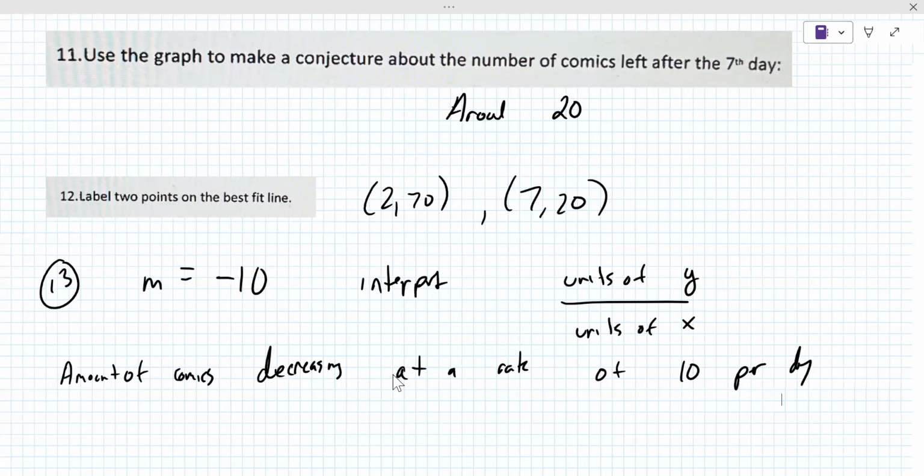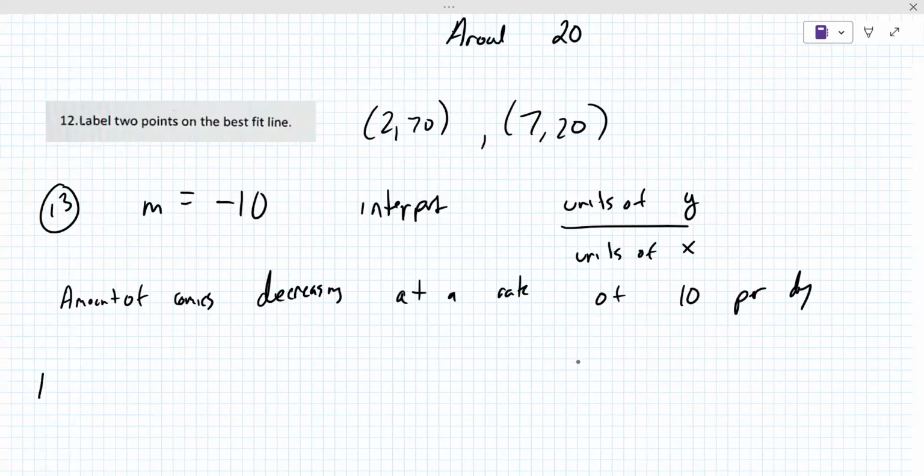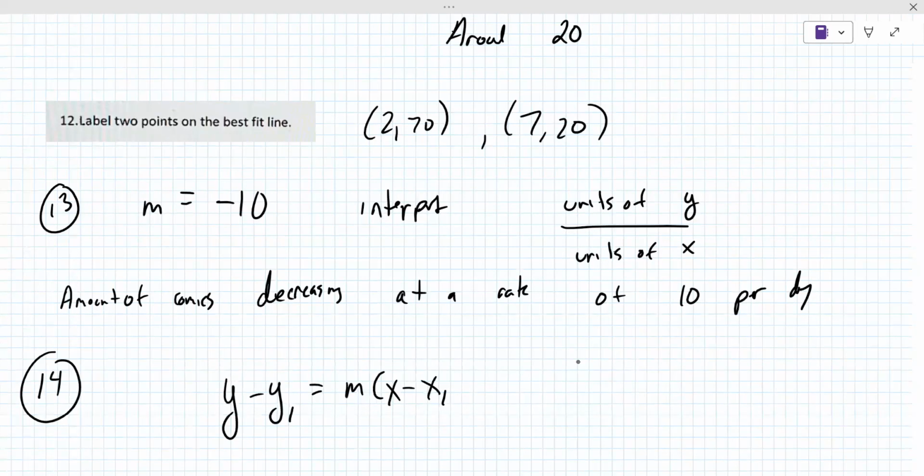Any questions before we move on? No, I got that down. All right, this next one's about point slope. Number 14, you've got to know the point slope form: y minus y1 equals m times x minus x1. You can use the given slope and then pick a point. I'm gonna use 2 comma 70. You do not have to simplify. That's the common misunderstanding.